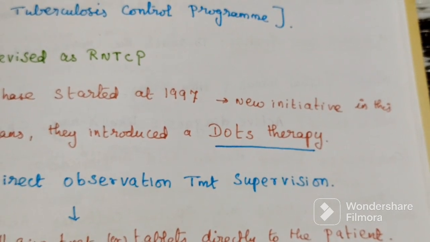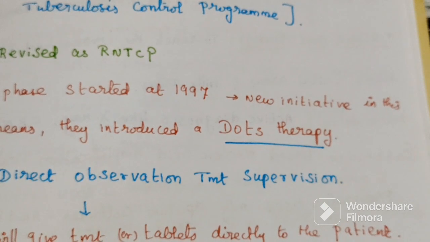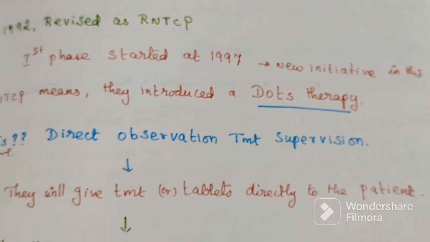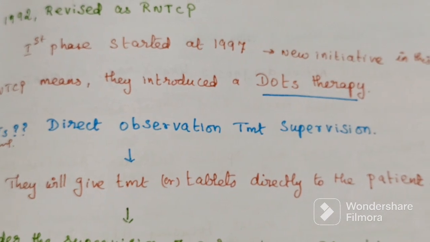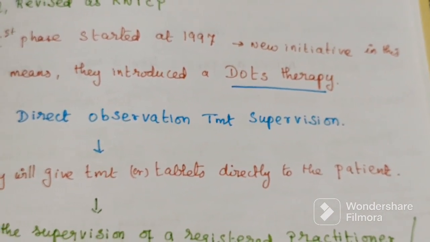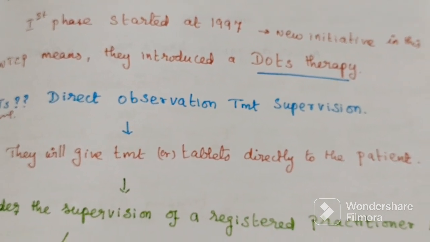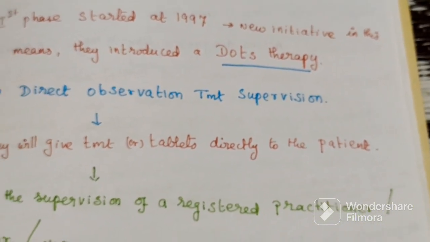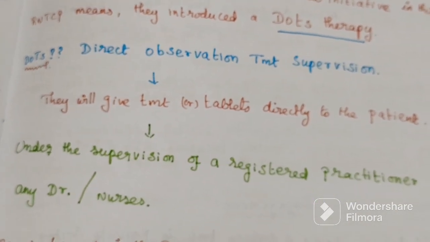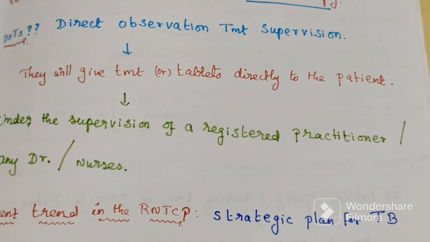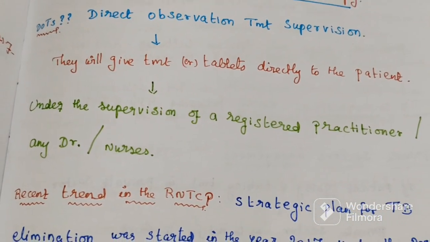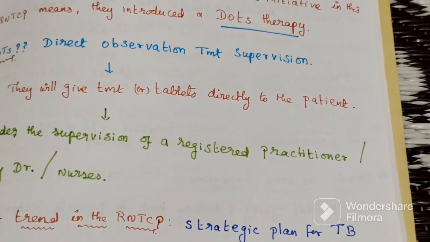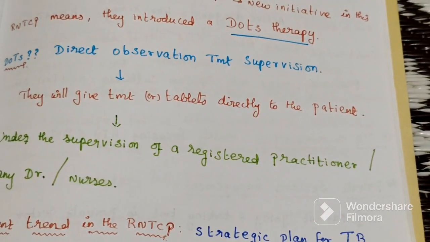What is the new initiative in this RNTCP? They introduced DOT therapy. What is DOT? Direct Observation, Treatment, Supervision. In this, they give the treatment or tablet directly to the patient and observe, under the supervision of a registered practitioner, doctor or nurse. Only under the supervision of these people will the patient take the medication. That is the new initiative in the RNTCP.